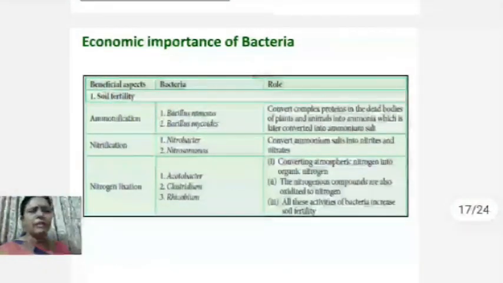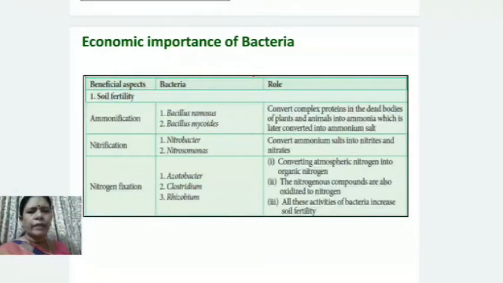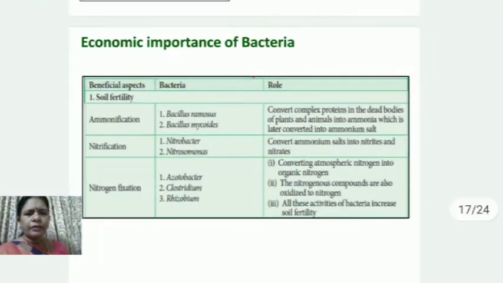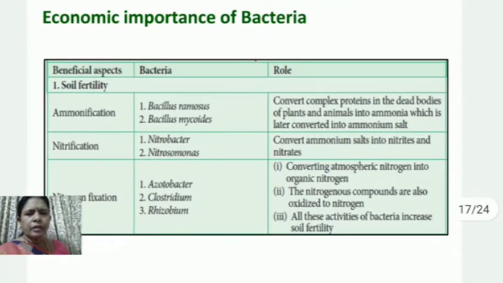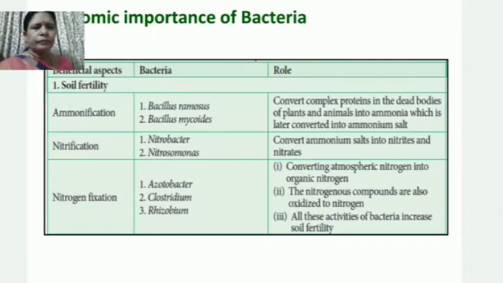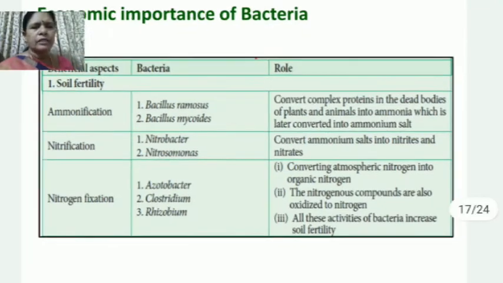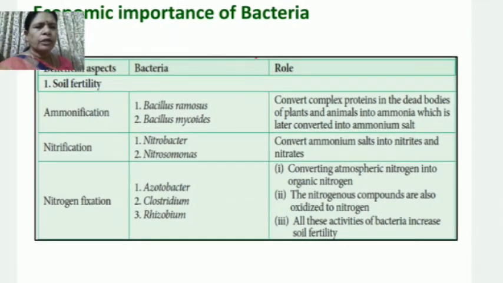Now finally, we will see about the economic importance of bacteria. It improves the soil fertility: ammonification, nitrification, nitrogen fixation. You can see the bacteria involved in ammonification, Bacillus ramosus and Bacillus mycoides. What is the role? It converts complex proteins in the dead bodies of plants and animals into ammonia, which is later converted into ammonium salt.